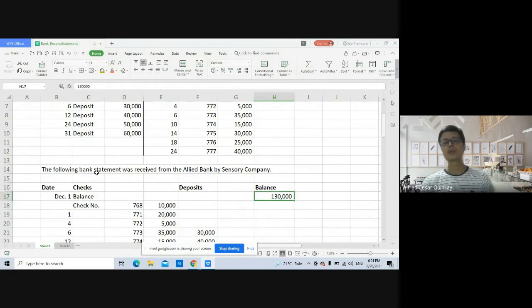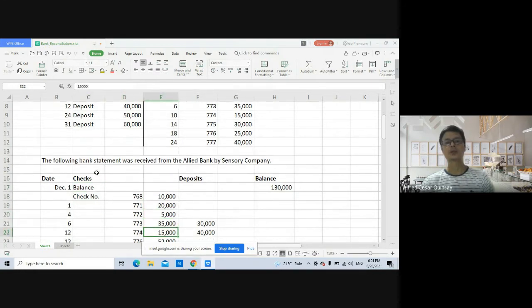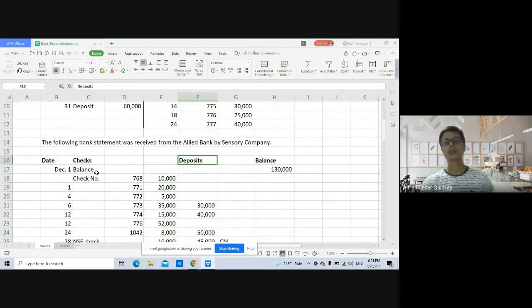Conversely, pag dinebit ng bangko yan, that is a disbursement or a deduction for the company account in the bank statement. As you can see, yung checks nandito sa left side. So these are the debits, and yung deposit is on the right side. Ito yung mga credit ng bangko. So beginning with the balance of 130,000, that's the beginning balance. And then there were transactions: check number 768 for 10,000.